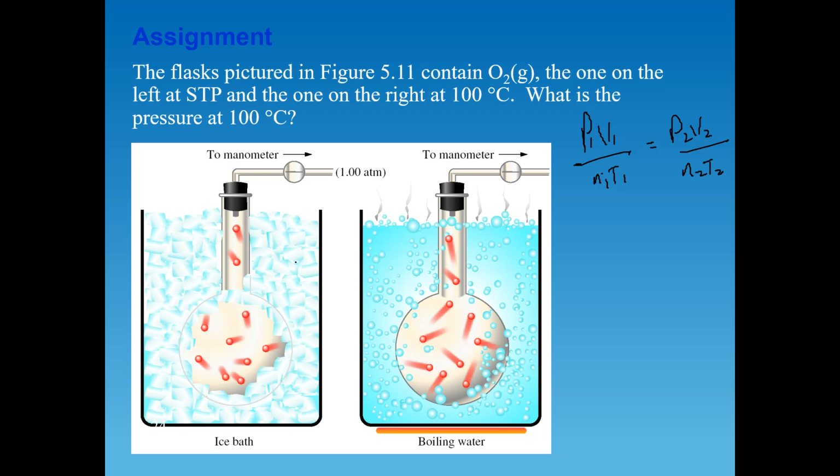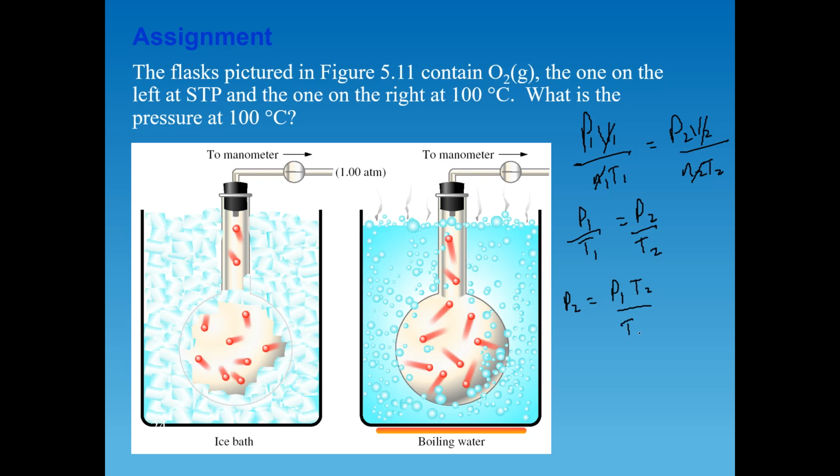Now, it's the same flask, so therefore the volume remains the same. So V1 and V2 would be equal to each other. We can cancel those out. And we're assuming that the amount of gas is fixed. So there's no change in the amount of gas that is present in the flask, which means that N1 would be equal to N2. So we can cancel out those. So this equation will be reduced to P1 over T1 is equal to P2 over T2. And what the question is asking for is P2. So to find P2, we can rearrange this to get P2 is equal to P1 T2 over T1.